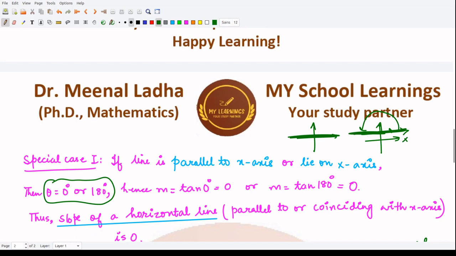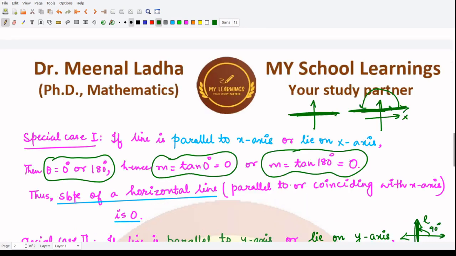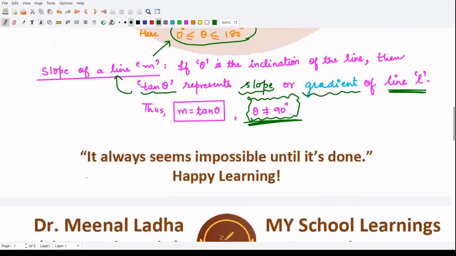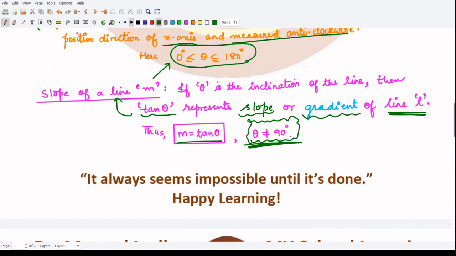So in that case, if your angle is 0 degrees or 180 degrees, then m is 0 because tan 0 is 0 and tan 180 is 0. So in that case, the slope of the line is 0. So for any horizontal line, the slope of the line is 0. You should remember these two cases, right? And you should also remember this formula that the slope of a line is tan theta, correct?